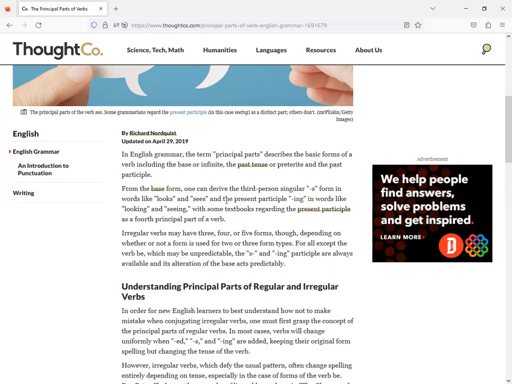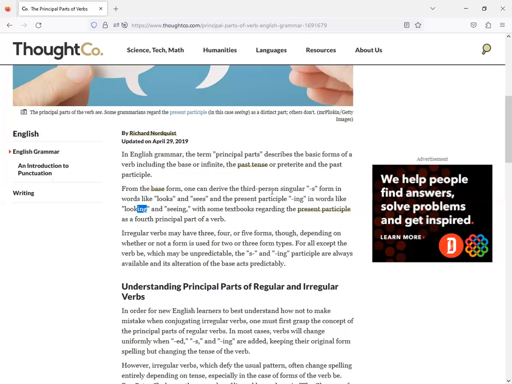Okay. And the present participle here is ing. If you add ing to the verb, it will become what? Present participle. Yes, it will become present participle, like looking, seeing, okay?